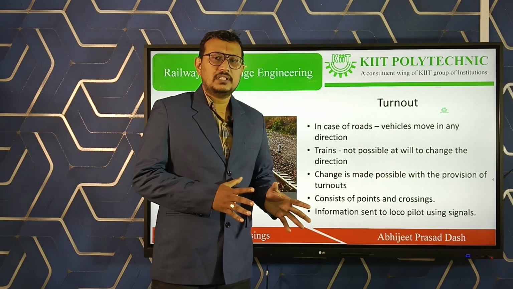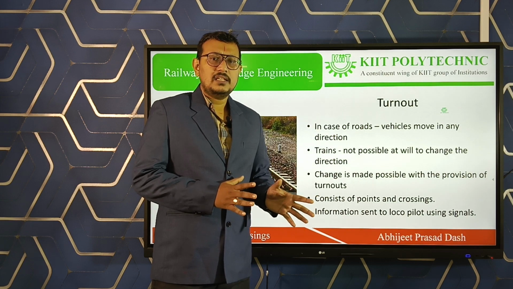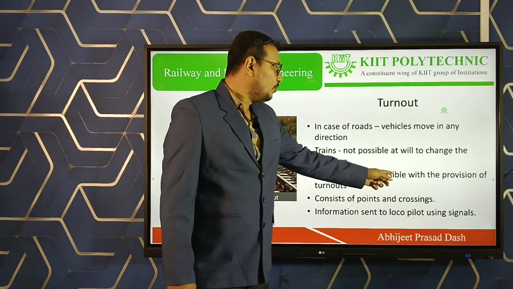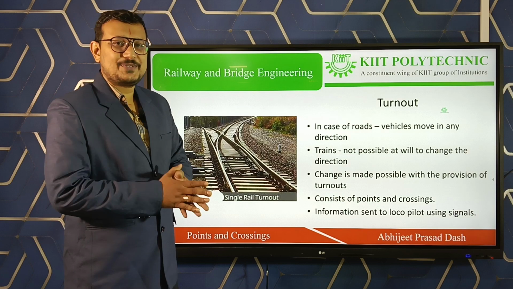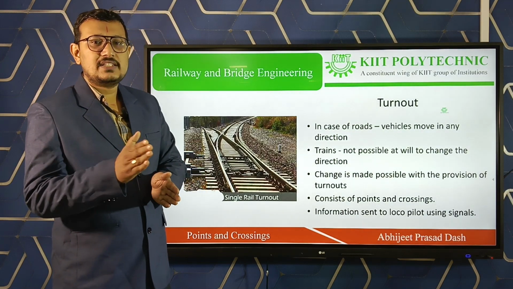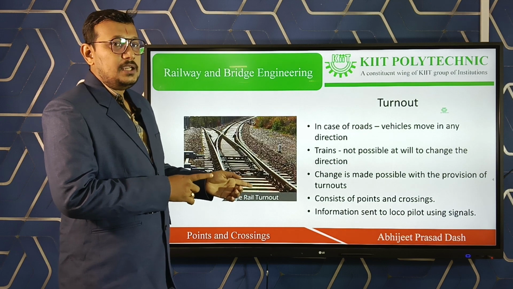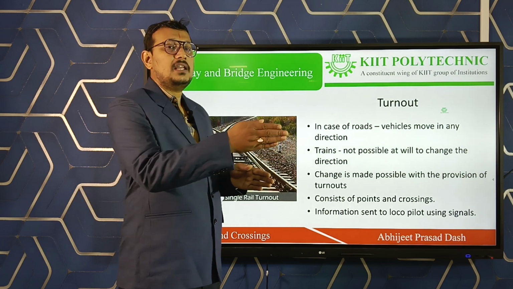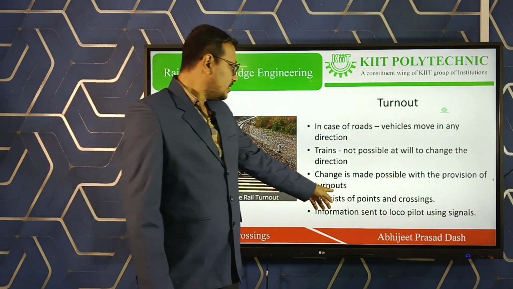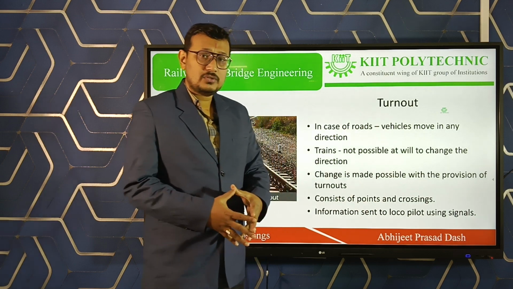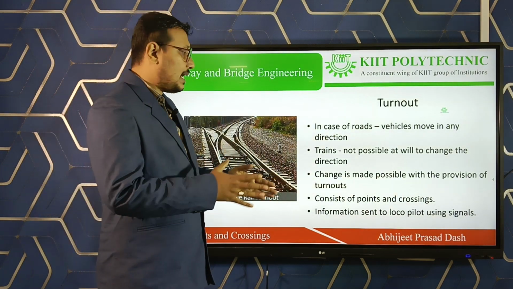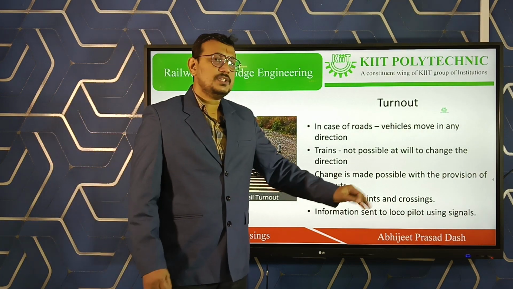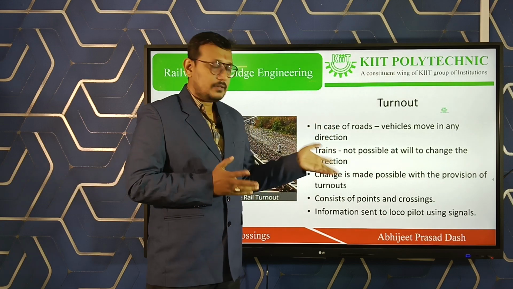So trains are bound by the turnouts to change their direction. Change is made possible with the provision of turnouts. A train cannot change its direction at its will. It is provided with turnouts to change its moving direction, left or right. Turnouts consist of points and crossings. Information is sent to the loco pilot using signals, left or right.